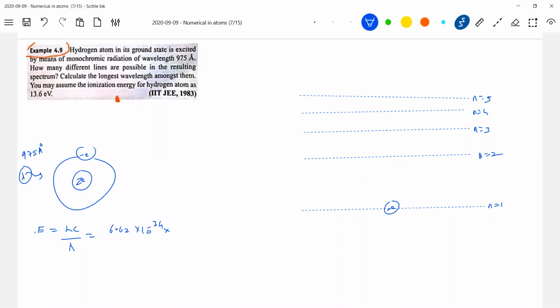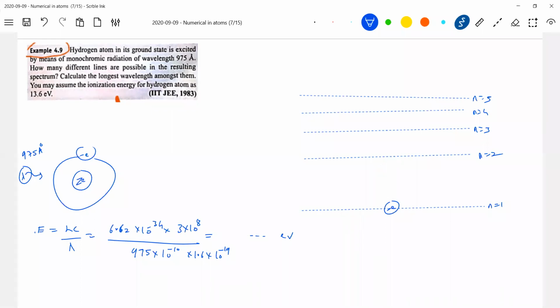12,431. If he doesn't mention, check it. It's approximate, no? I think we have to be very, very alert. And we want everything in electron volt. The lambda is in angstroms, no? So after getting this answer, divide by the charge of the electron, so our answer will come in electron volt. Now I can get into the problem.